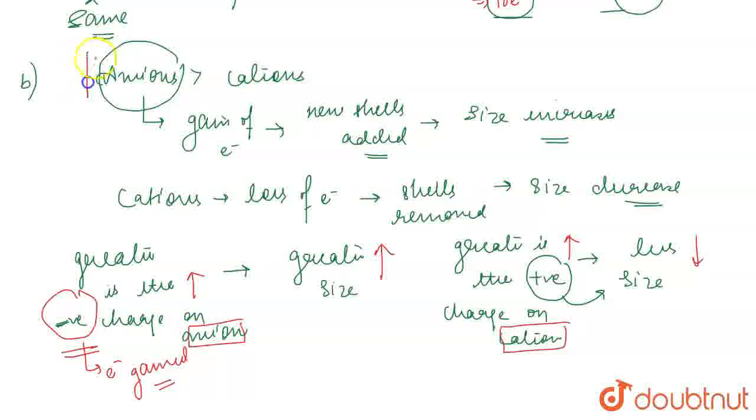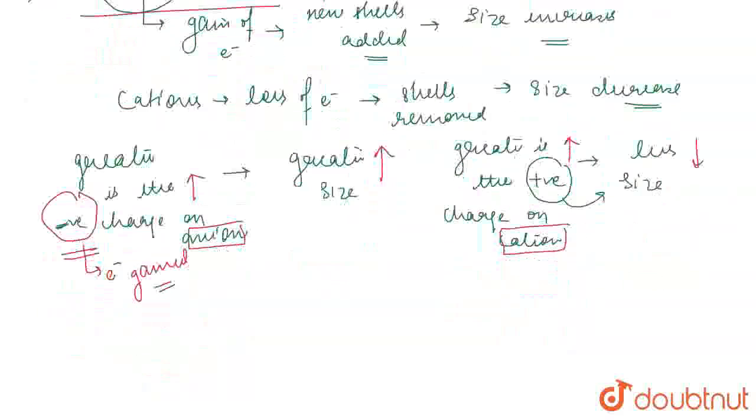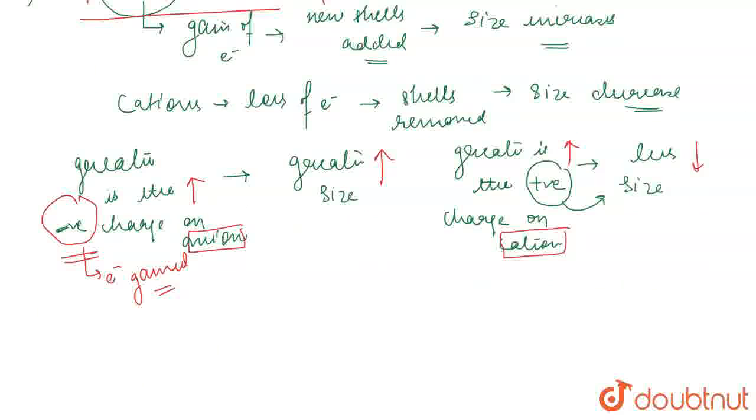So overall, anions have a greater size as compared to cations, and greater is the charge of anion, greater is the size, greater is the charge of cation, lesser is the size. So what will be the order now? Aluminium plus 3 will have the least size because it has the maximum positive charge and hence the least size. Then you will have Mg plus 2. Then we will have Na plus.